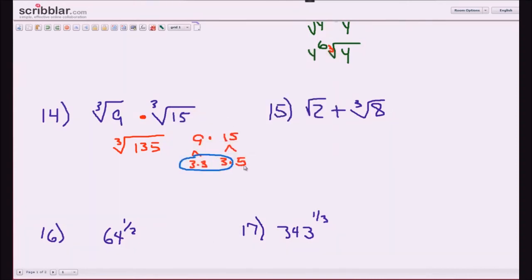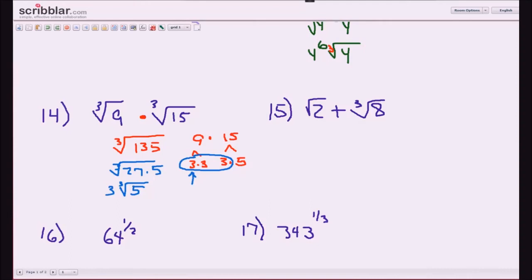It's 27 times 5. So this can break up into 27 times 5. And we already know the cube root of 27, it's right there. We just did it. Cube root of 27 is 3. So we're going to be left with 3, and then cube root of 5. Alright, here we go. Let's keep going.